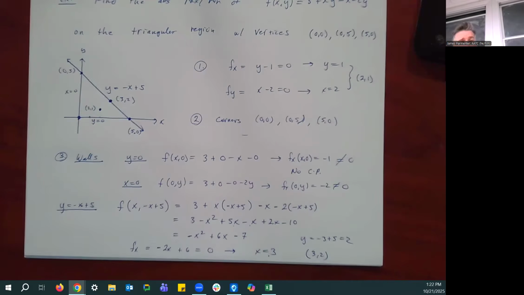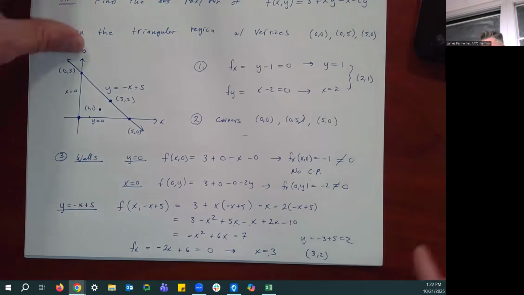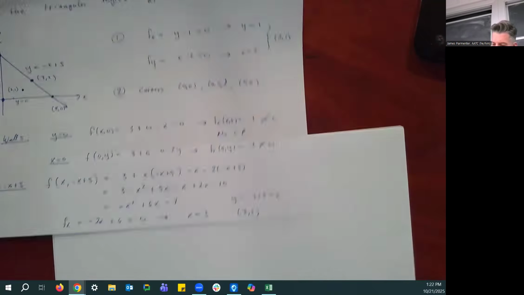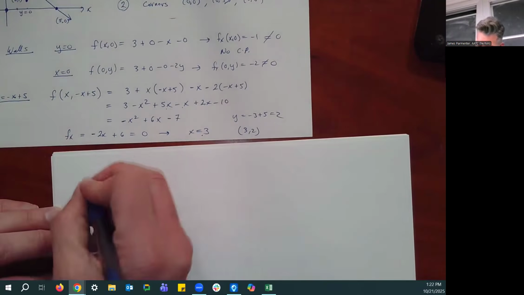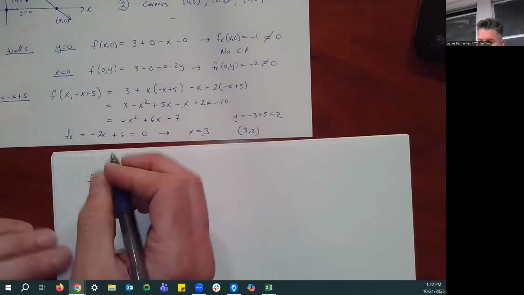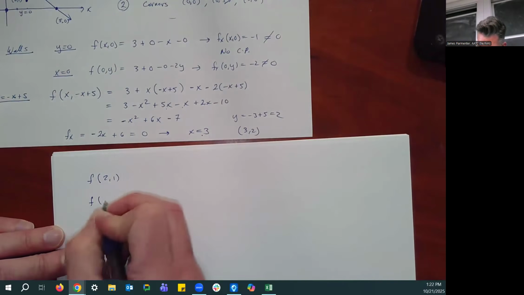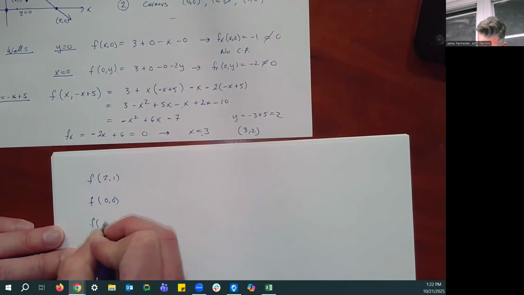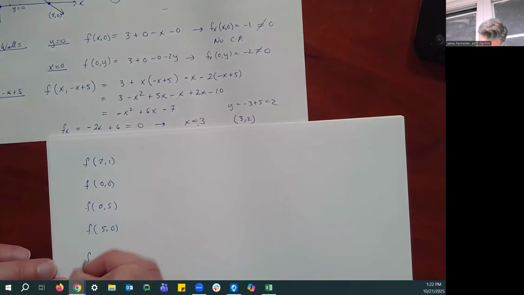All right, we've got all the points. The last part is where you plug it all into the original equation and see what you got. So let's list all our points here. I'm just going to write them down first and then go back and figure it out. We're going to have f of 2 comma 1, f of 0 comma 0, f of 0 comma 5, f of 5 comma 0, and finally f of 3 comma 2.